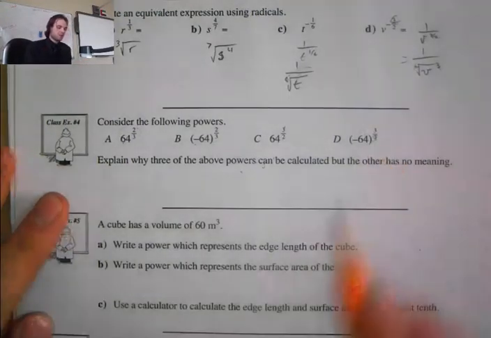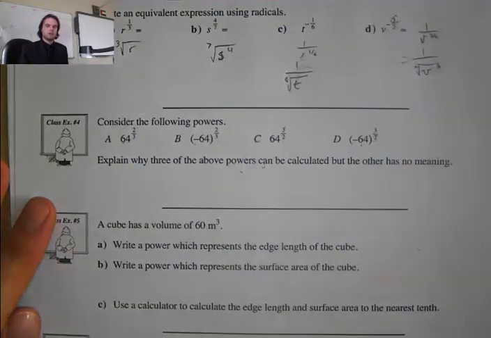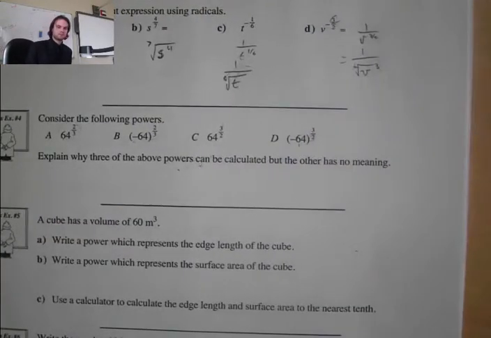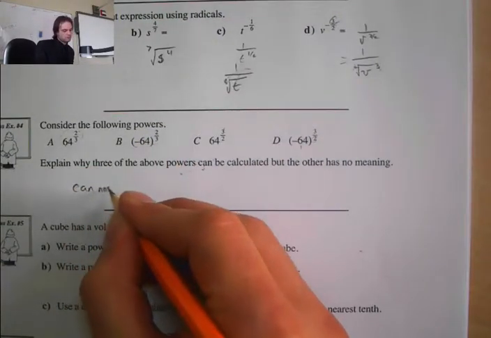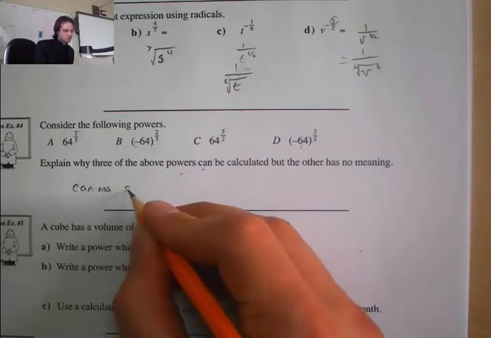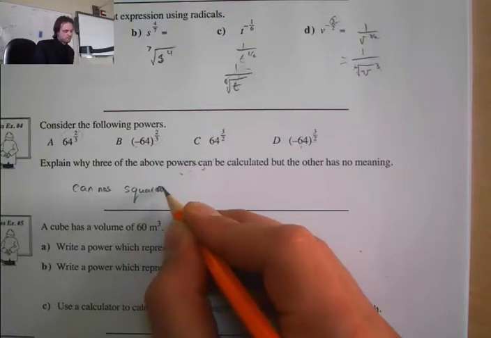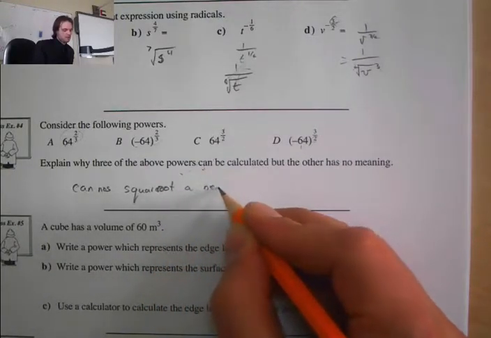Take a look at this next one. I can't square root a negative number, can I? Because we could cube root a negative number, anything to the power of an odd, we cannot square root. So in this case here, we cannot square root a negative number.